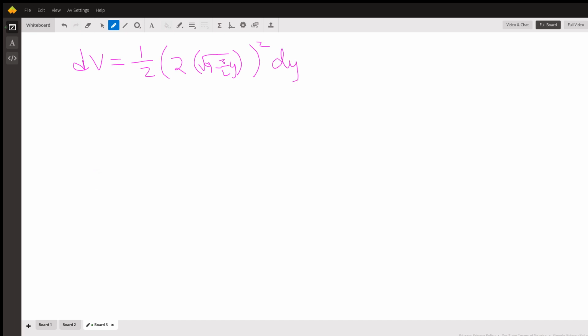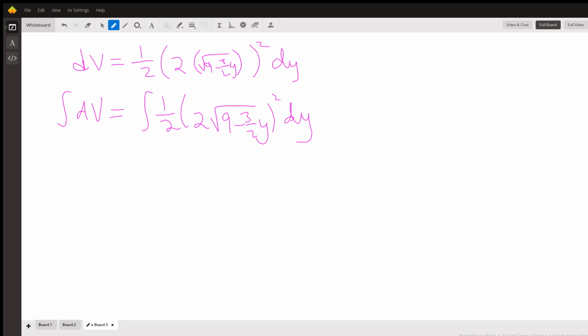And so now, basically at this point, we have an integral. We're going to integrate over all of these small little volumes. We're going to integrate this expression, which is now solely written in terms of the y variable, square root of 9 minus 3/2 y, all squared dy. So we have this integral expression now in the y variable.